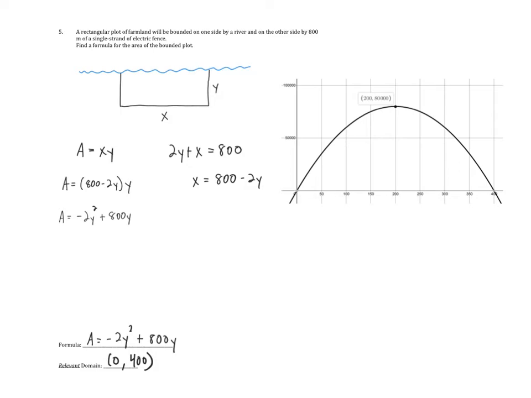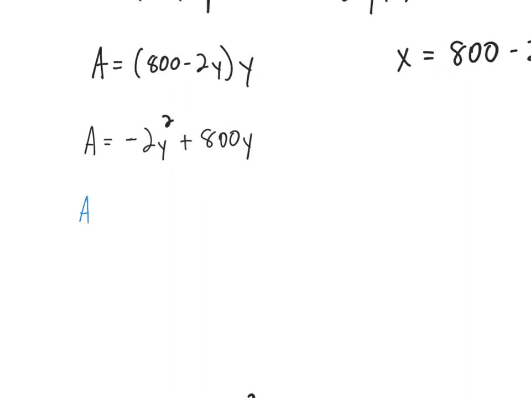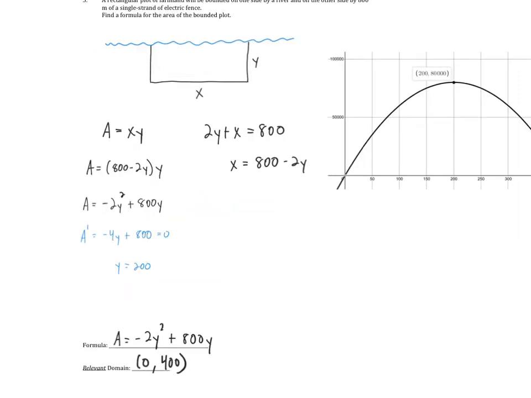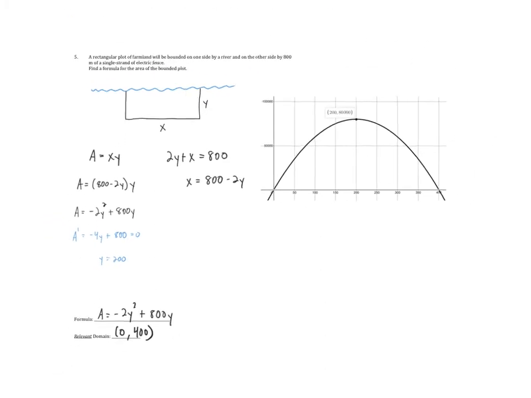Okay, so let's take the derivative and see if we can confirm our critical value. Set that equal to 0, and we do get y is 200. This is a y coordinate and an area coordinate, and that confirms our y coordinate was 200. That's it.